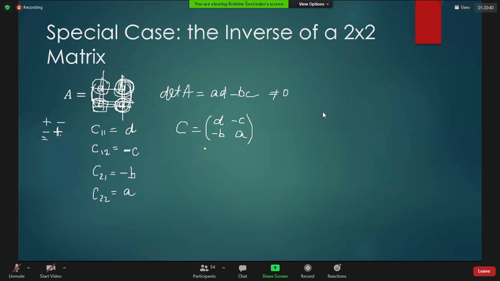That's the cofactor matrix. Now the adjoint matrix of the given one, or the transpose of the cofactor matrix, is transposition. Remember, we flip it.